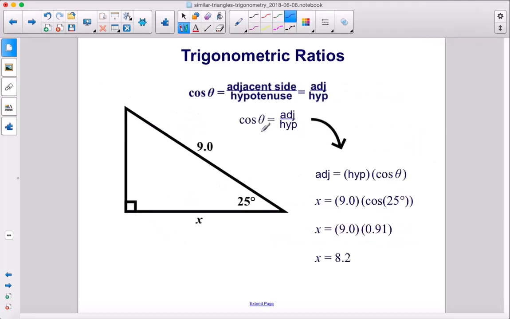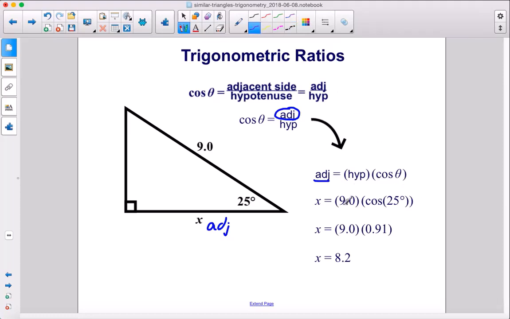All right, we have cosine theta equals adjacent over hypotenuse. What we're solving for is x, which is the adjacent side. So we're going to solve this equation for this part here, adjacent. So we'll multiply both sides by hypotenuse. We get adjacent equals hypotenuse times cosine theta.